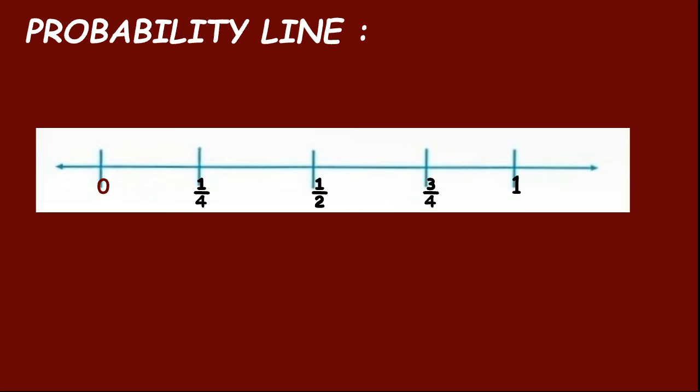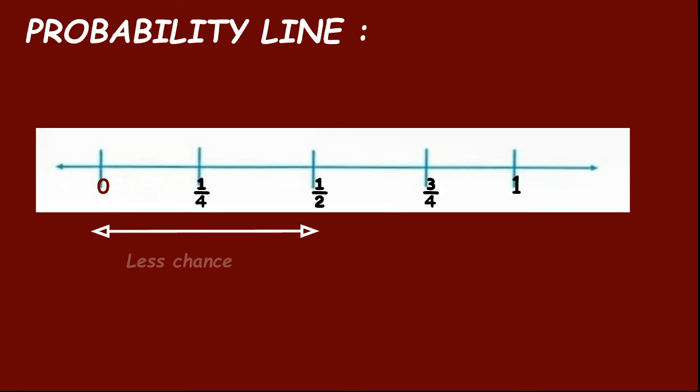And between 0 and 1, we can see three numbers. What are those three numbers? 1 by 4, 1 by 2, 3 by 4. So how are those numbers, children? They are in the form of a fraction. So every event will have a probability between 0 and 1, and the probability of every event can be represented as a fraction.